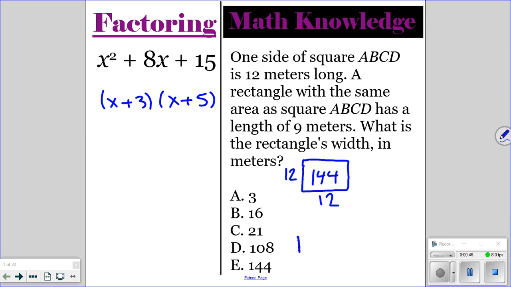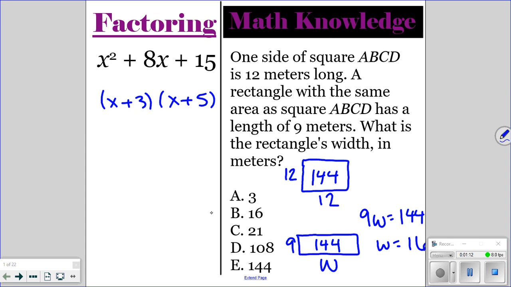Our rectangle also has an area of 144, and it says that the length is 9 and the width we don't know. Well, all we need to do is 9 times the width has to equal 144. So if you do 144 divided by 9, you get 16 for your W. So that would be your width.